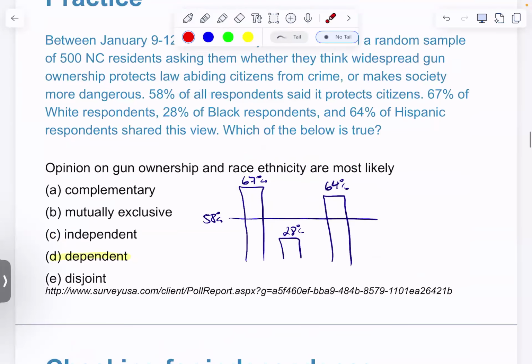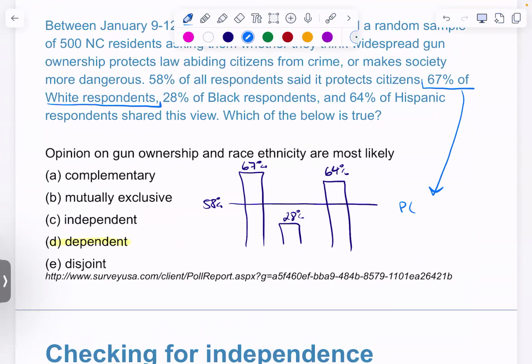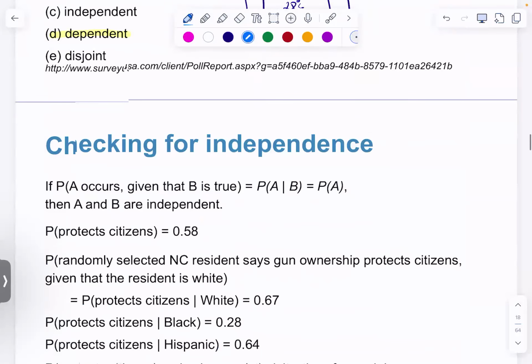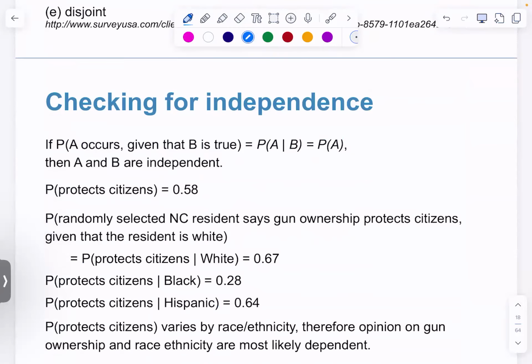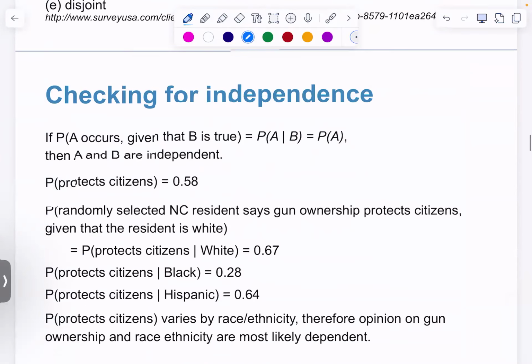Here, this 67% of white respondents, we can translate as the probability that... how do I shorthand this? I don't think I can. So I won't, sorry. Just because they do it on the next slide, so I'll just skip to that.